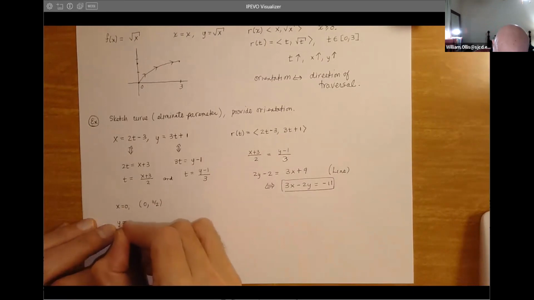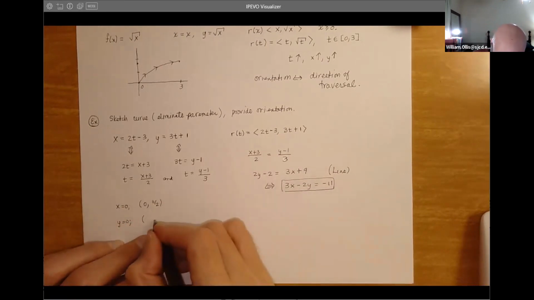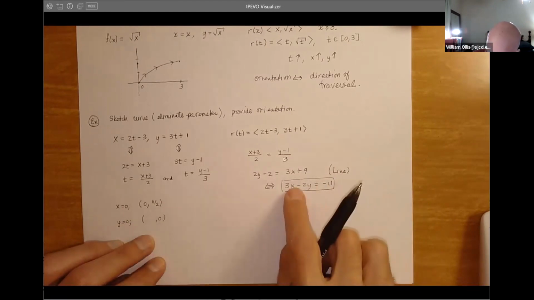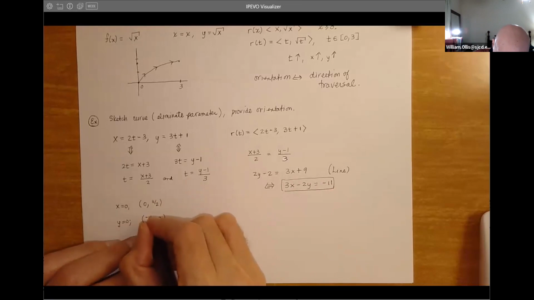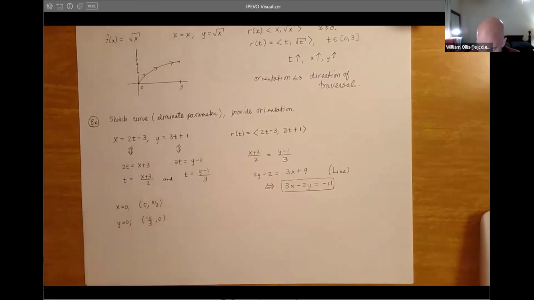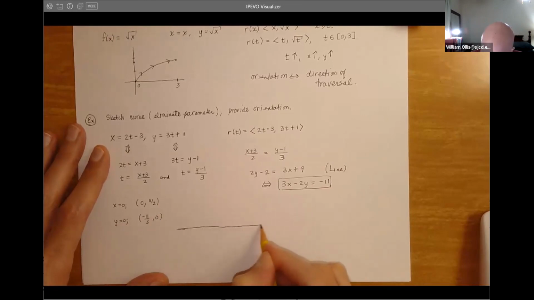And set y equal to 0, like we're in finite math, right? Okay, so if y is equal to 0, then we have x is negative 11 over 3. So we can get just a simple sketch of this. Again, very simple, but a new way of looking at things.